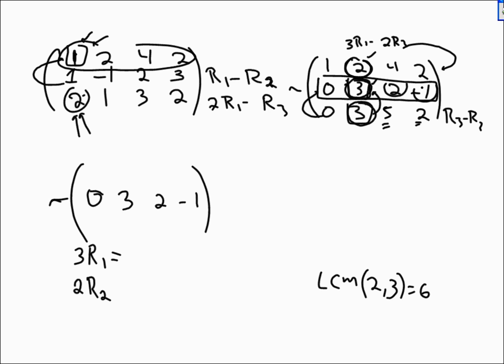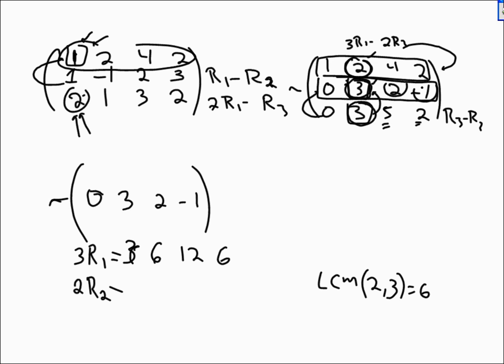3 times row 1. I literally multiply each entry by 3. 3 times 1 is 3. 3 times 2. 3 times 3 is 9. Well, yes it is, but that's not a 3. It's a 4. 3 times 4 is 12, and 3 times 2 is 6. 1, 2, 4, 2. Okay, that's 3 times row 1.